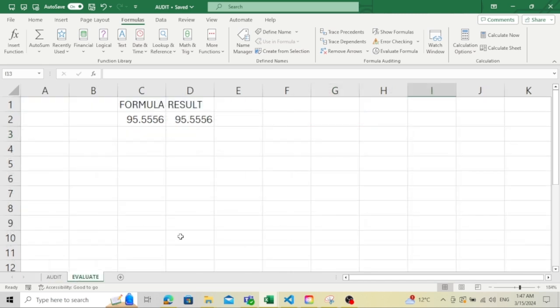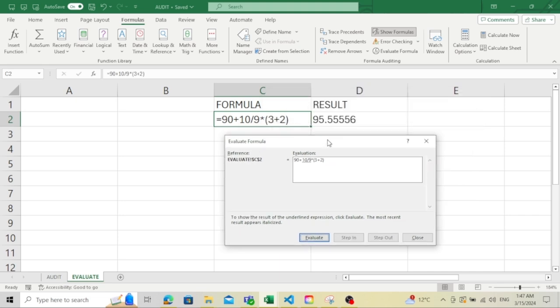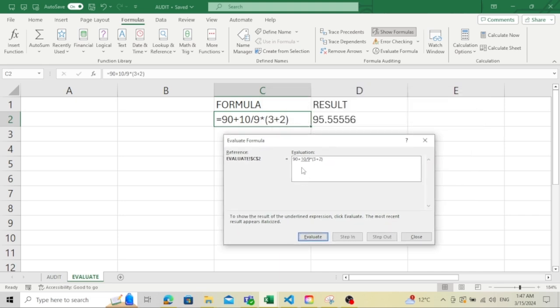Now, let's get to evaluate. We have a formula here. Let's show formulas. Equal 90 plus 10 divided by 9 times bracket 3 plus 2. And we want to find out how this result was calculated. We can simply click on the cell, and then in our formula tab, we click on evaluate formula. It tells us the evaluation. The first to be calculated was 10 over 9.